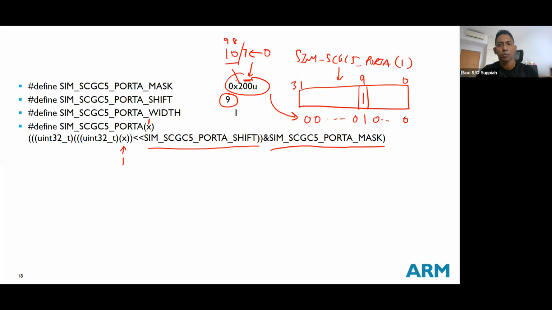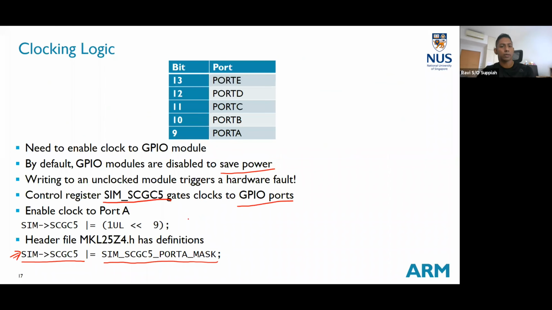Okay, so that is 10 here. Okay, so the mask is to make sure that I only have that single bit. All right, and I'm going to do an OR operation, or I can do a direct write. So in this case over here, I do an OR operation.